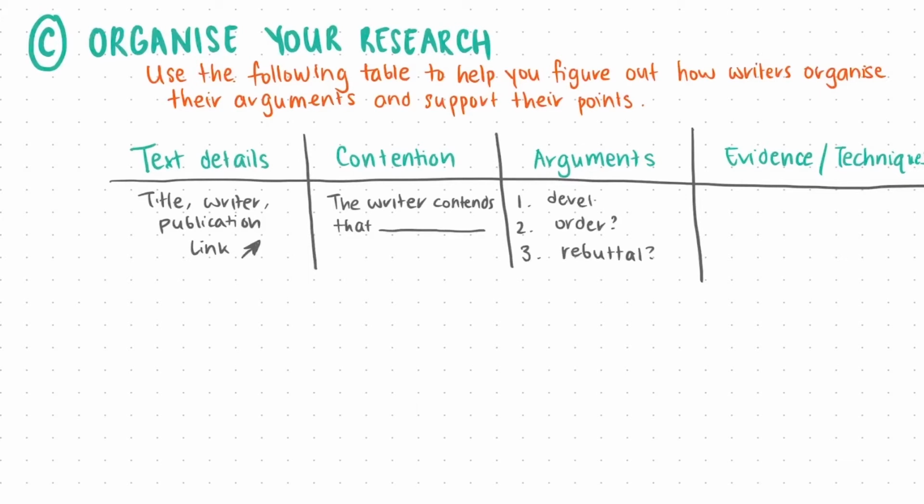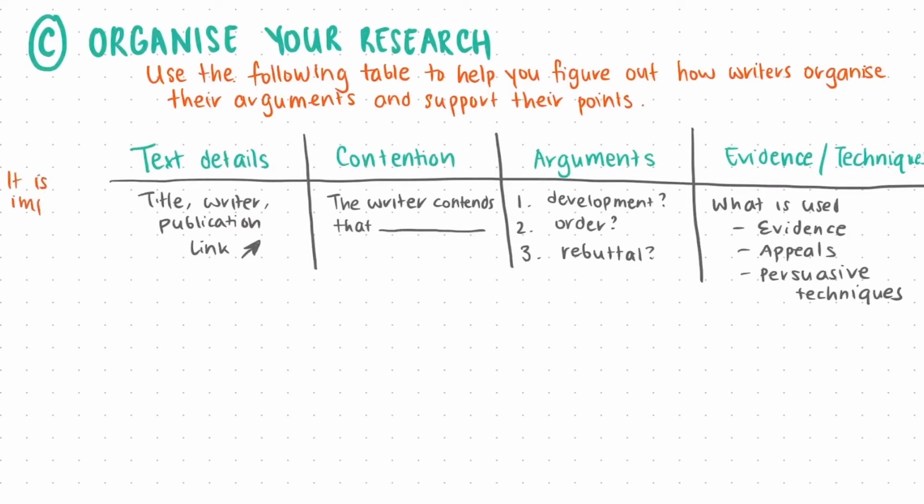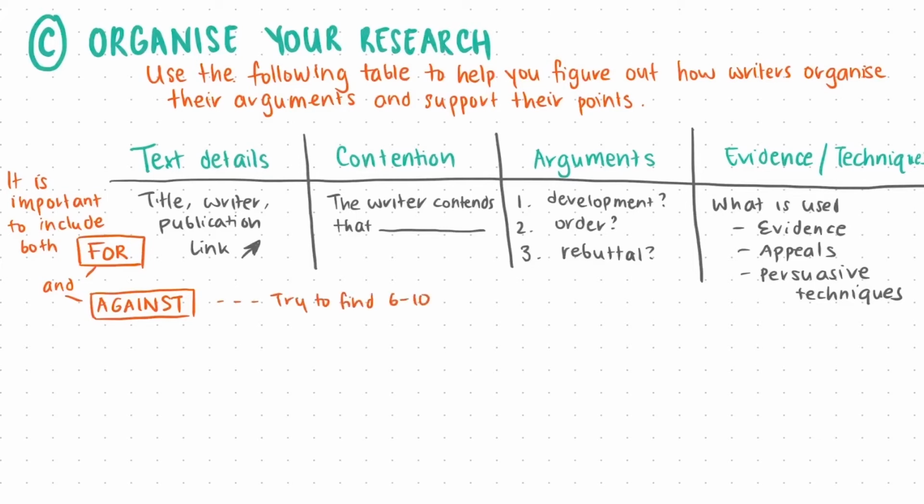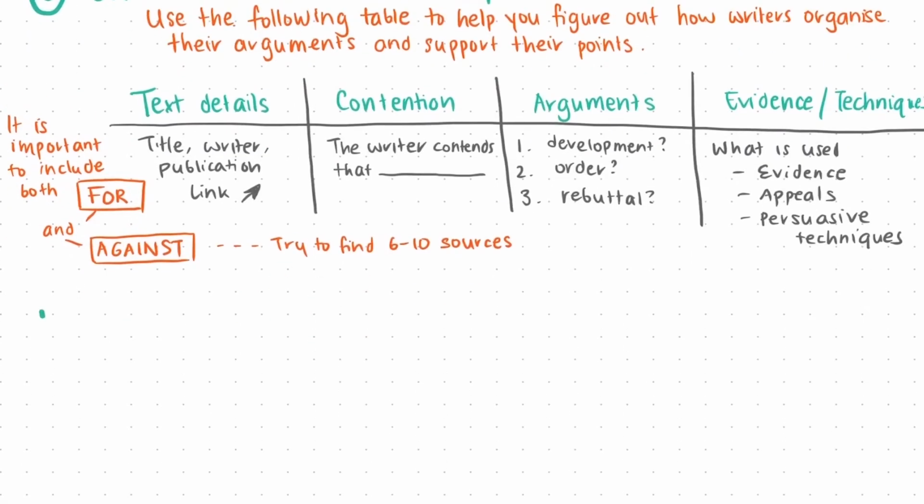You can also talk about the development, the organization, and any rebuttals in arguments, as well as any techniques used. It's important to include both for and against. Try to find at least 6 to 10 sources to ensure that your work is well researched.